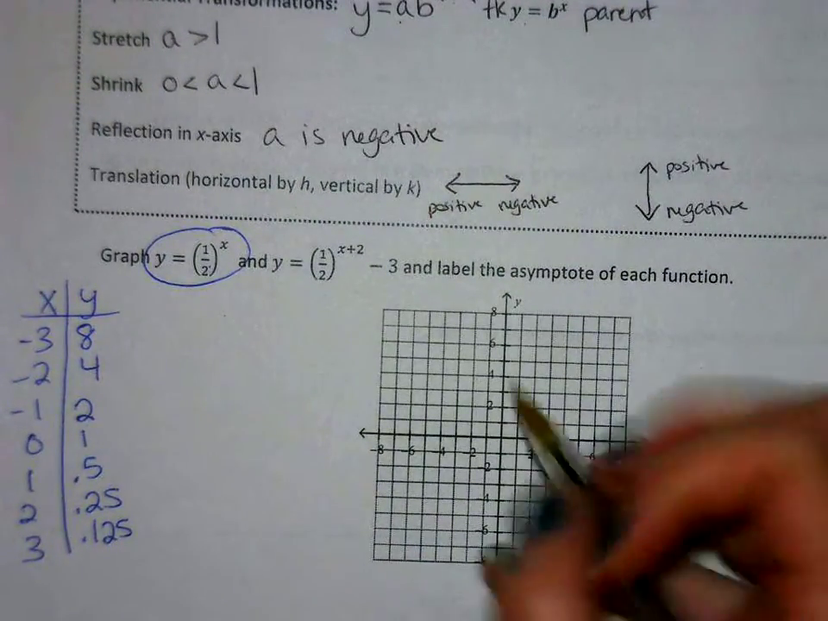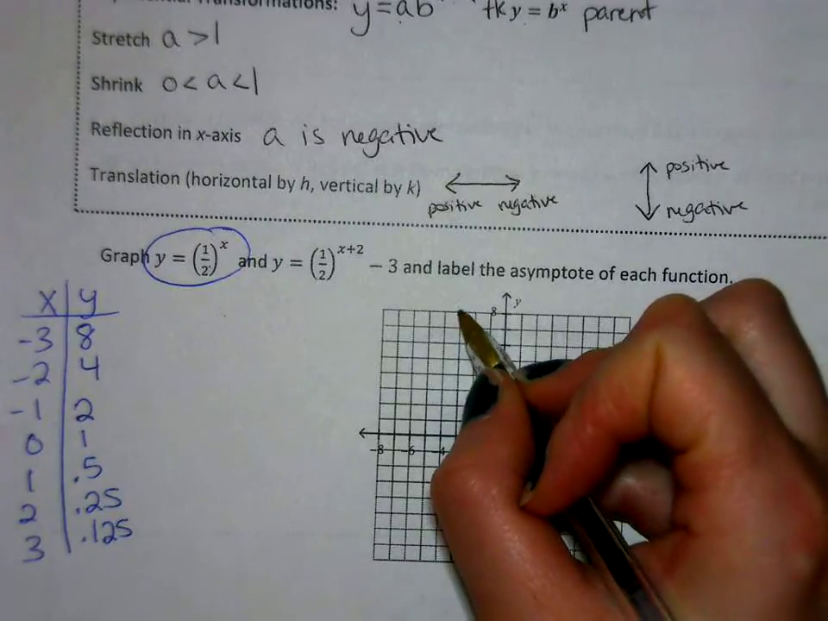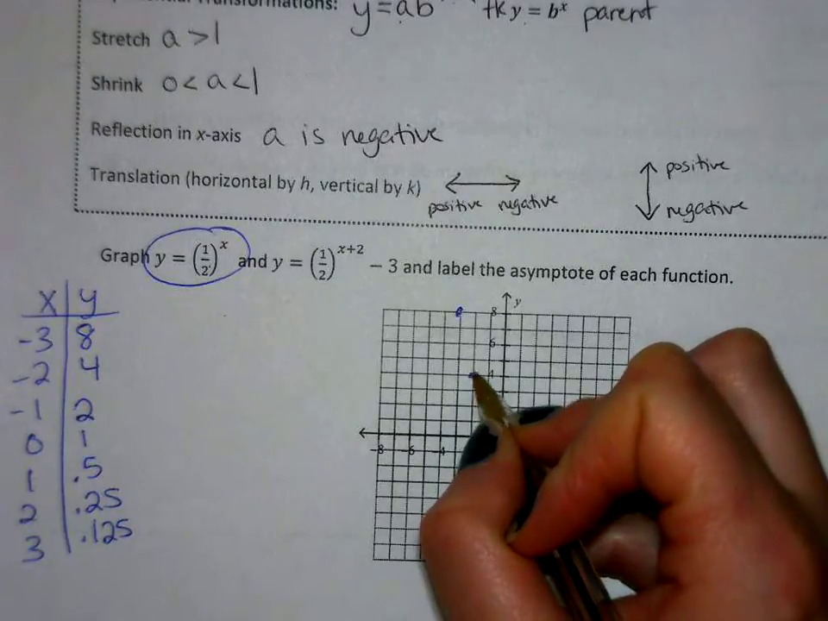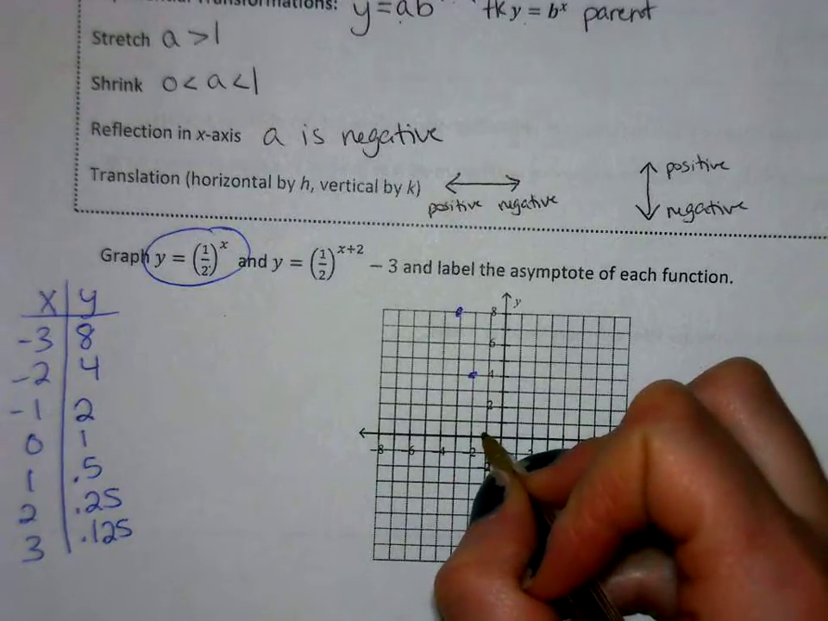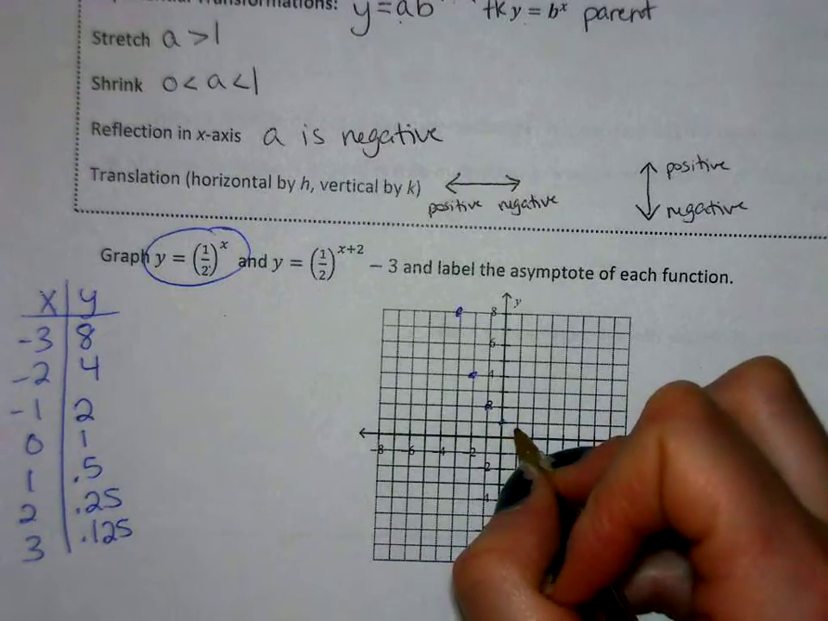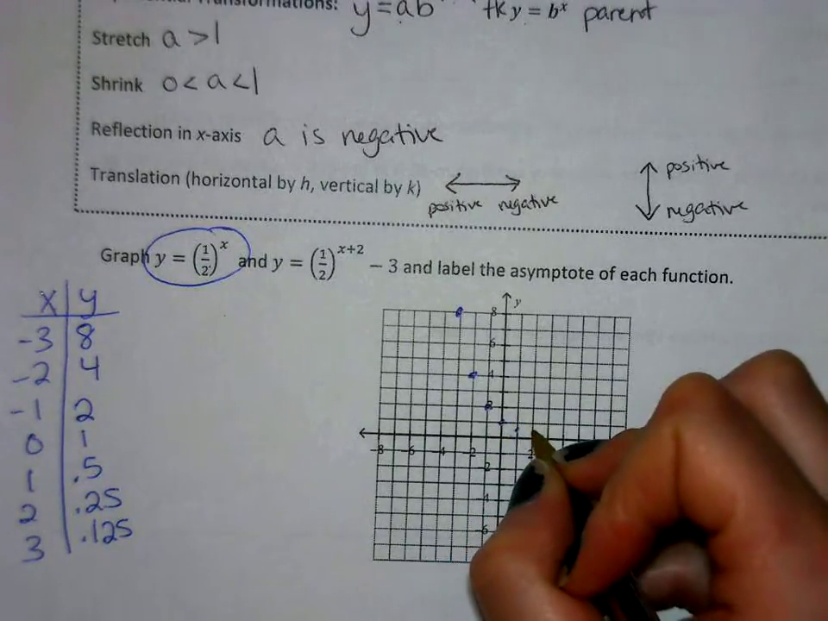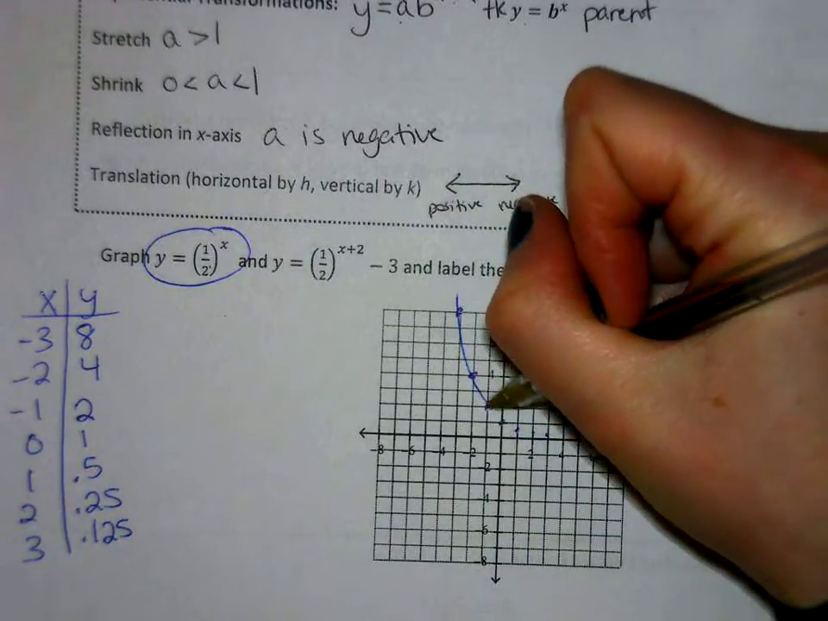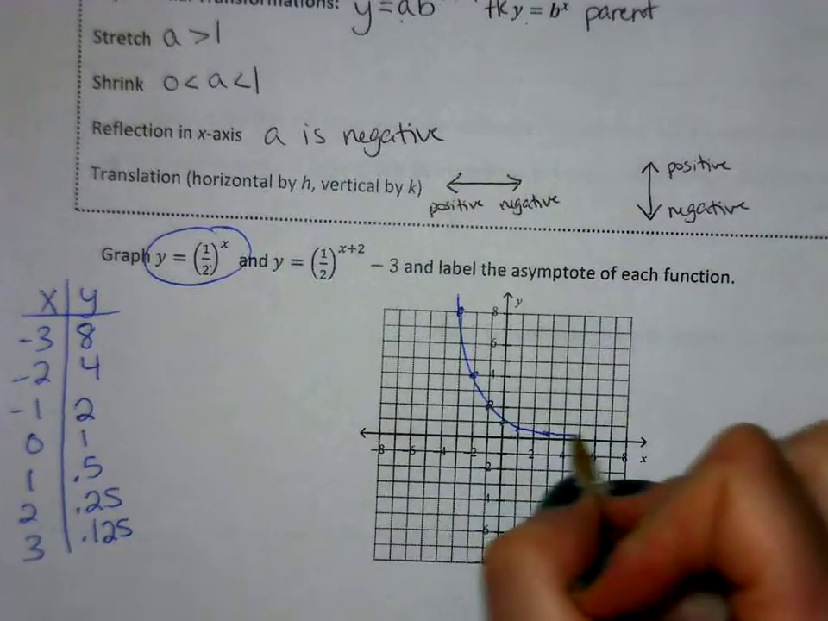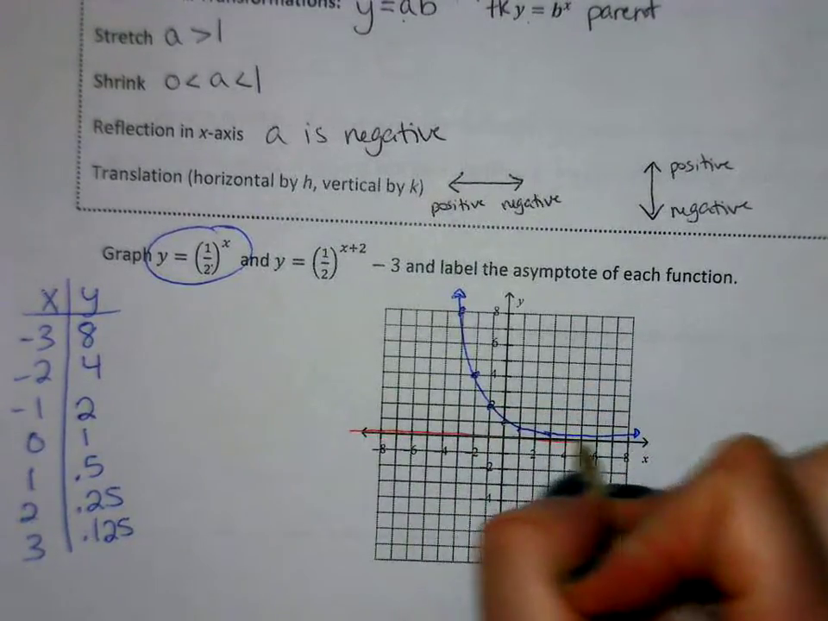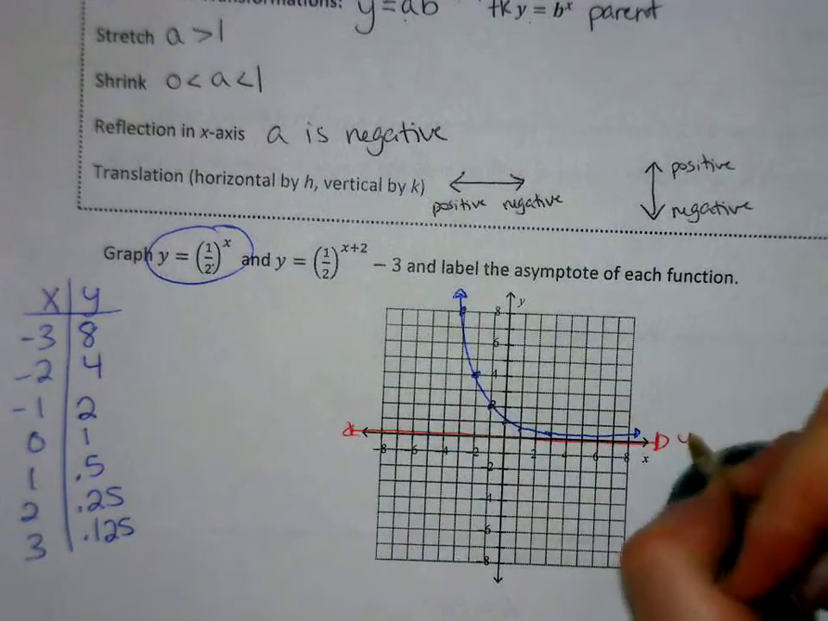So let's graph. We have -3, 8, -2, 4, -1, 2, 0, 1, 1, 0.5, 2, a little bit lower. So our exponential function looks like this. And our asymptote, what it's getting close to but has never crossed, is at y equals 0.